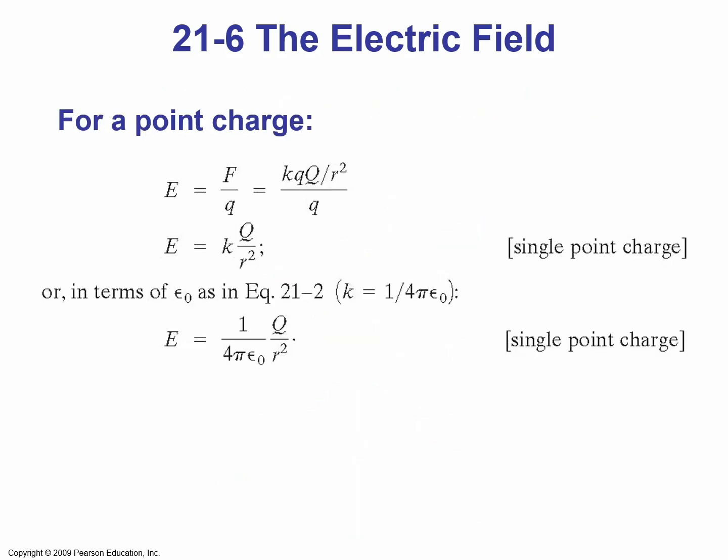So the electric field for a point charge is equal to F divided by q, and for the F we have K times Q divided by R squared times the little q, and the little q will cancel out. What we are left with is the electric constant K multiplied by Q divided by R squared. This is for a single point charge of capital Q. Or in terms of epsilon, if we write K as 1 over 4 pi epsilon naught, we can write the electric field for a single point charge as 1 over 4 pi epsilon naught multiplied by Q, the charge of the point charge, divided by R squared.